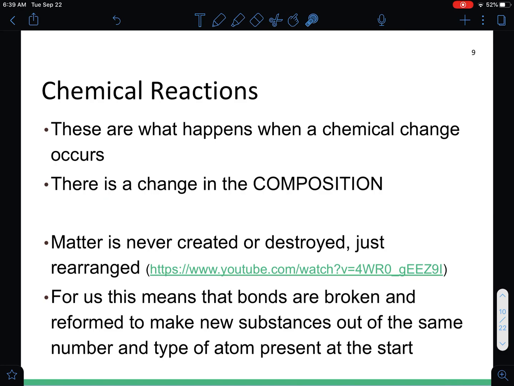All right, now that we know how to count the number of atoms in individual molecules, we are ready to start balancing chemical reactions. And the biggest thing to keep in mind when you are balancing chemical reactions is that you always have to follow the law of conservation of mass, which tells us that matter can never be created or destroyed. It can be rearranged, however.